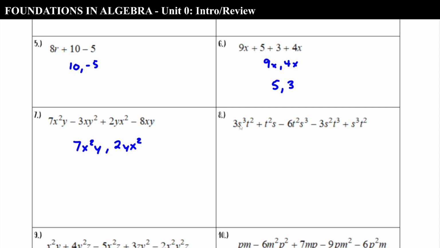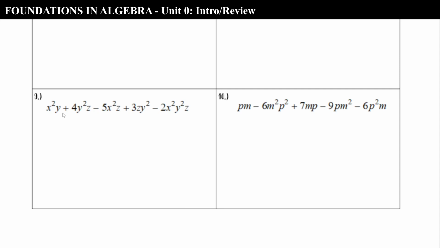Let's look at number 8. 3s to the third t squared. Do we have another s to the third term? Well, we do here. And there's a t squared. So we have 3s to the third t squared and negative 6t squared s to the third. Let's see if we have another s to the third term here. We do on the end, and there's another t squared. So we also have s to the third t squared on the end. The other two terms don't go with anything. So in this one, the first term, the third term, and the fifth term are all like terms and can be combined.